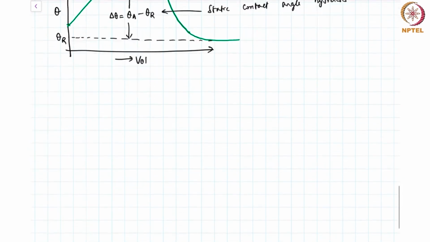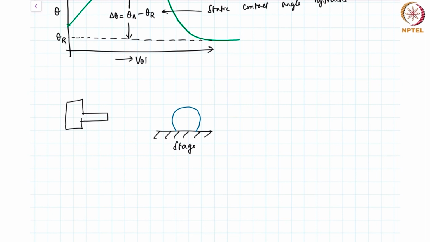So the camera setup would typically be like this. We have a stage on which there's typically a droplet or some fluid. We have a camera looking at the droplet, and we have a light source. This is a light source.